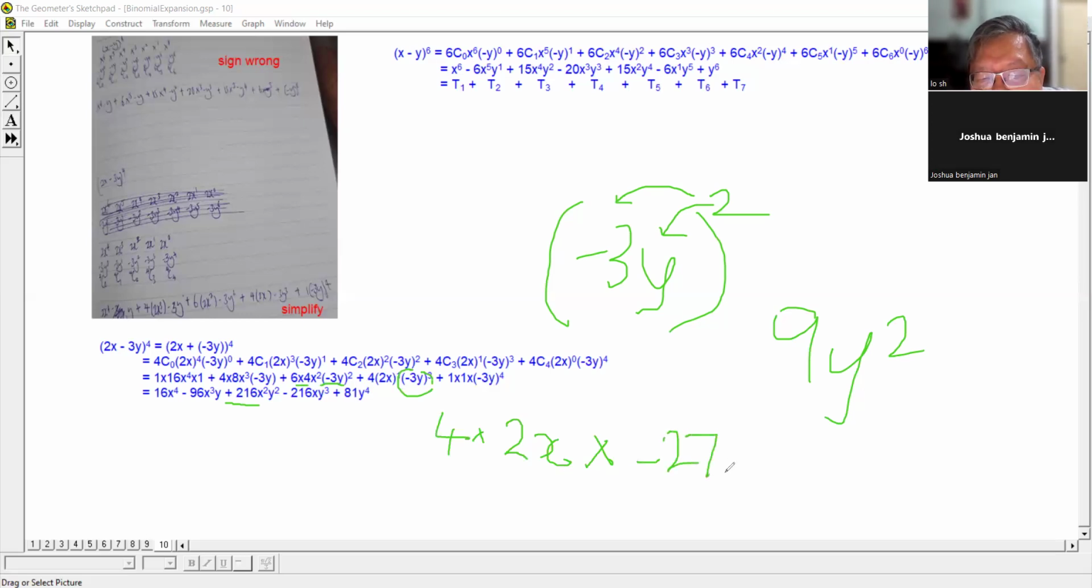Then the one more, y to the power of 3. So when you multiply 4 times 2 times negative 27, you get negative 216. Then the x and y cubed, then you get x y cubed. Okay? Right. So this you can follow or not?